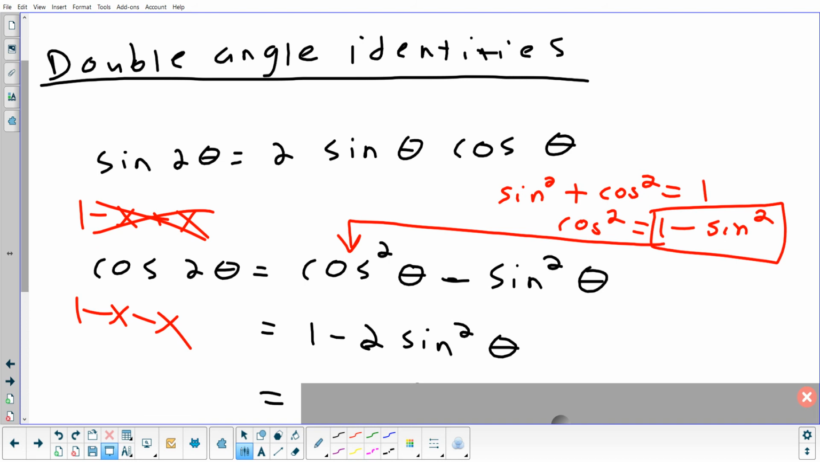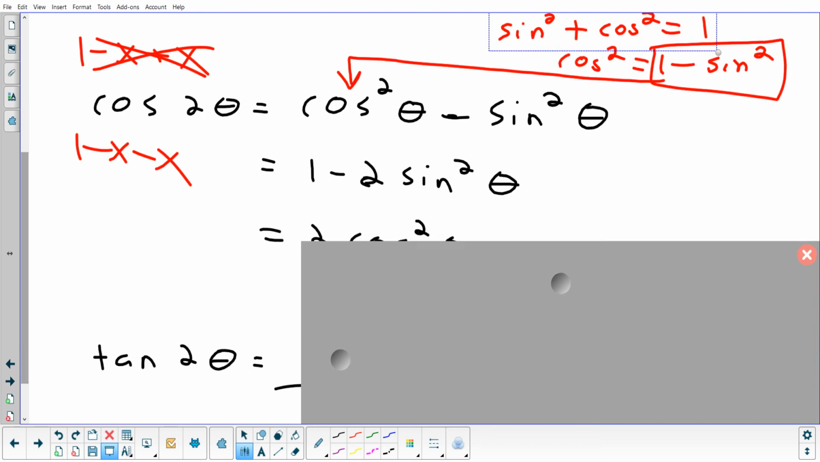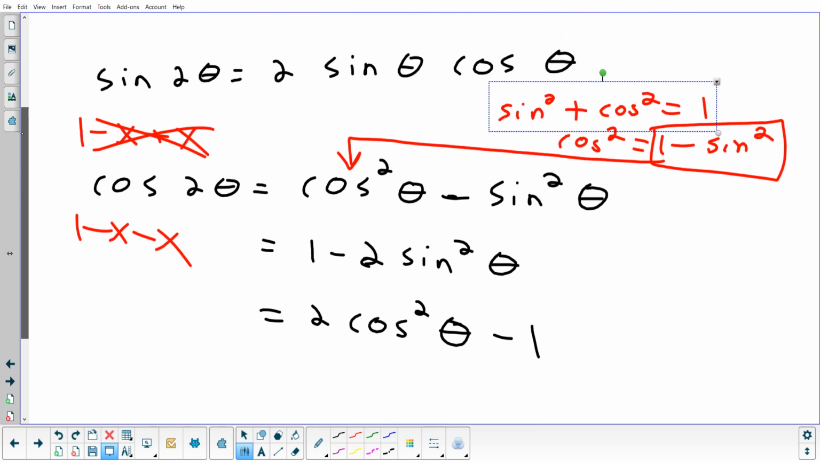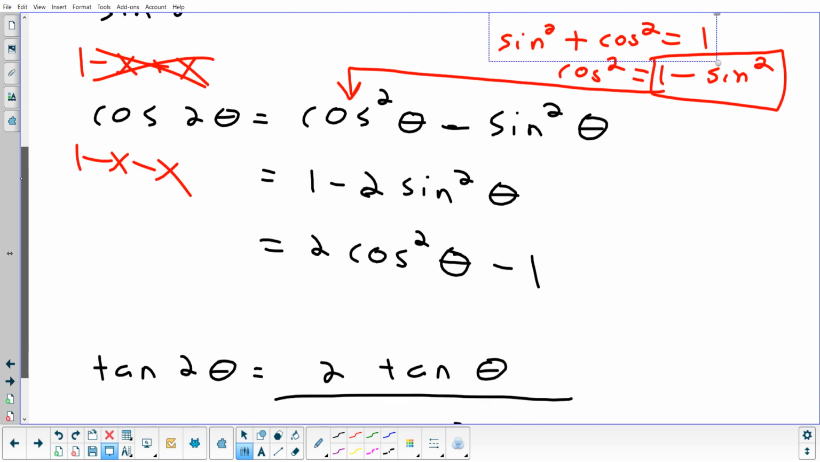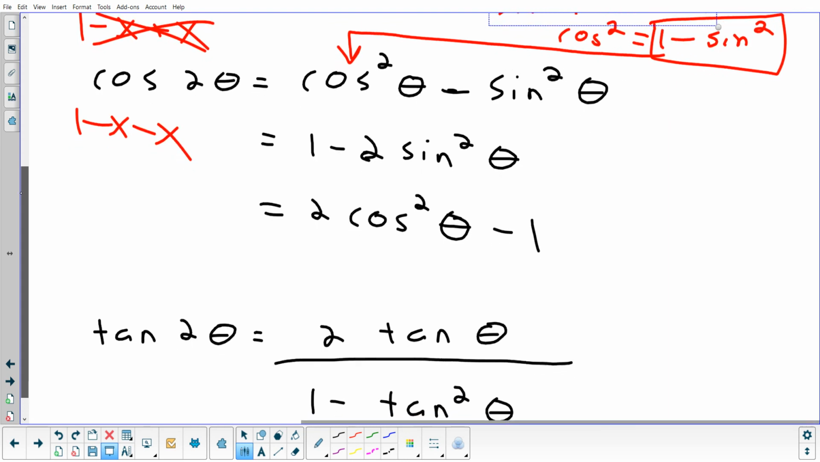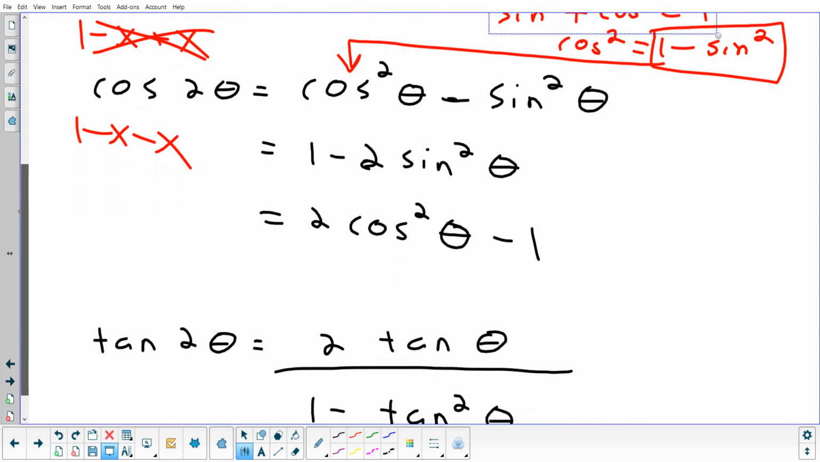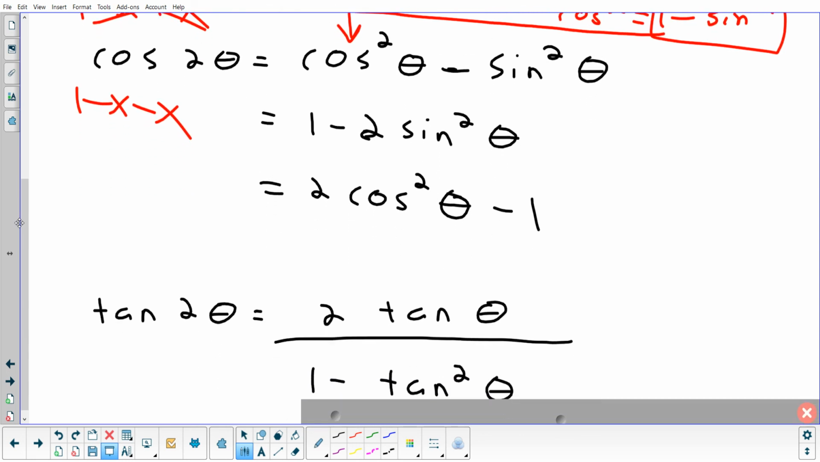And you can derive the other version just by, instead of solving it for cosine squared, solving it for sine squared. Okay. So there's three different versions. The tangent one, I'm sure you could figure that one out by doing what we've done in the past. You could take the sine 2 theta formula, and divide by one of the versions here, and probably derive that identity just like the other ones. I'm not going to derive that one.